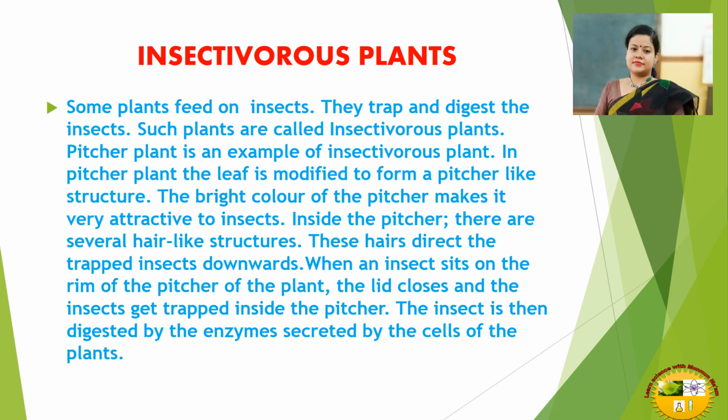In the pitcher plant, the leaf is modified to form a pitcher-like structure. The bright color of the pitcher makes it very attractive to insects. Inside the pitcher, there are several hair-like structures. These hairs direct the trapped insects downward. When an insect sits on the rim of the pitcher of the plant, the lid closes and the insect gets trapped inside the pitcher. The insect is then digested by the enzymes secreted by the cells of the plant.